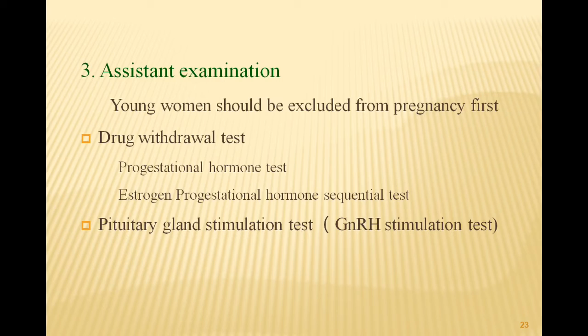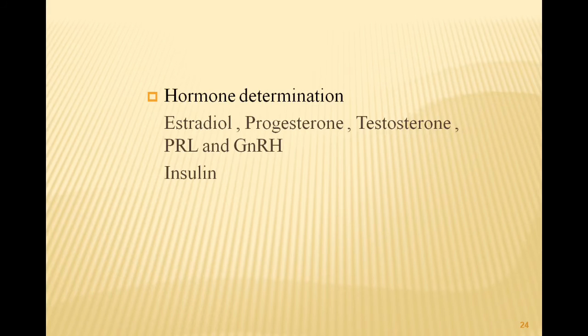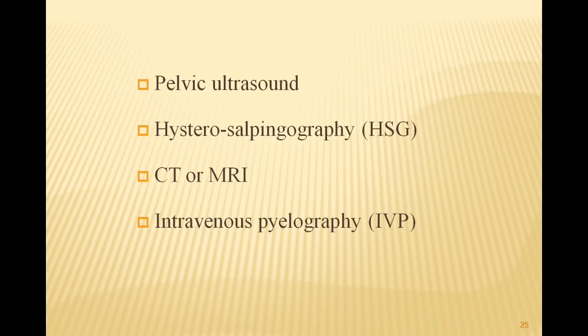And we also can do the pituitary gland stimulation test to make sure if the hypothalamus or pituitary has some problem. Hormone determination can help us understand the patient's endocrine function of the hypothalamic, pituitary, ovarian axis. And the pelvic ultrasound, the hysterosalpingography or the CT and MR can make sure if the patient has some structural lesions.